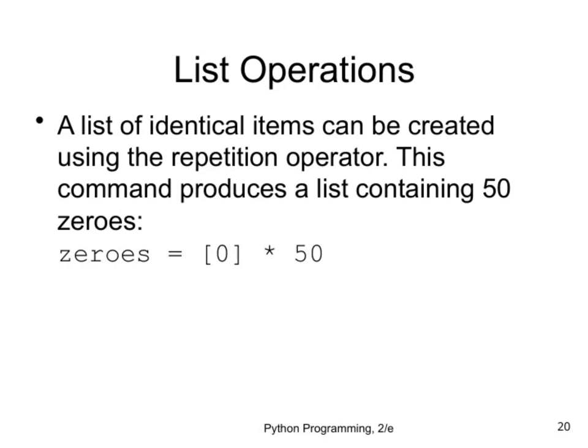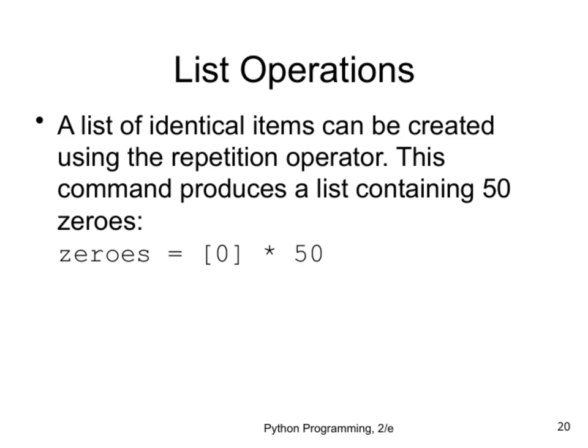Now, let's talk about creating lists with repeated items, which is a really useful feature in Python. The key idea here is the repetition operator, which allows us to generate lists containing multiple copies of the same element. For example, if we want a list with 50 zeros, we can simply write zeros equals [0] asterisk 50. This command creates a list with exactly 50 zeros.